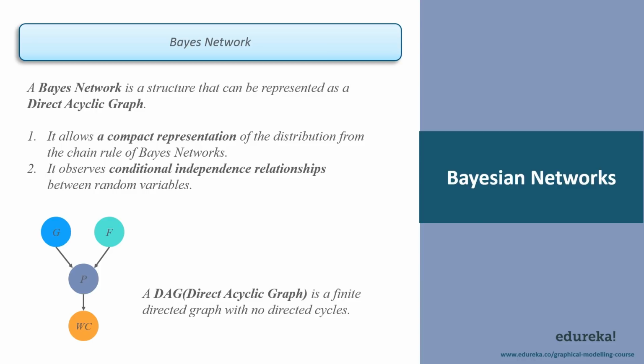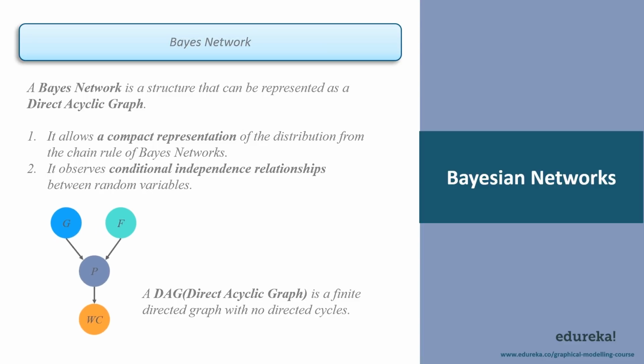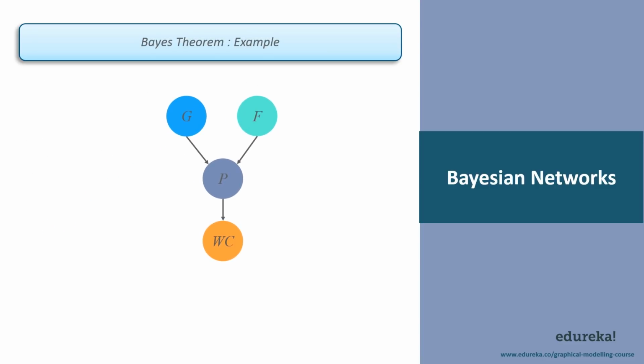Now the advantages are twofold. You get a compact representation of the distribution from the chain rule of Bayes networks, and also you can observe conditional independence relationships between random variables. So this is an example of a Bayes network where none of the values have been specified yet. I've only given you a basic structure earlier. So what else do I need to tell you? I have to tell you how they relate to each other, how each distribution works. For each of these nodes, I need to give you a proper distribution.